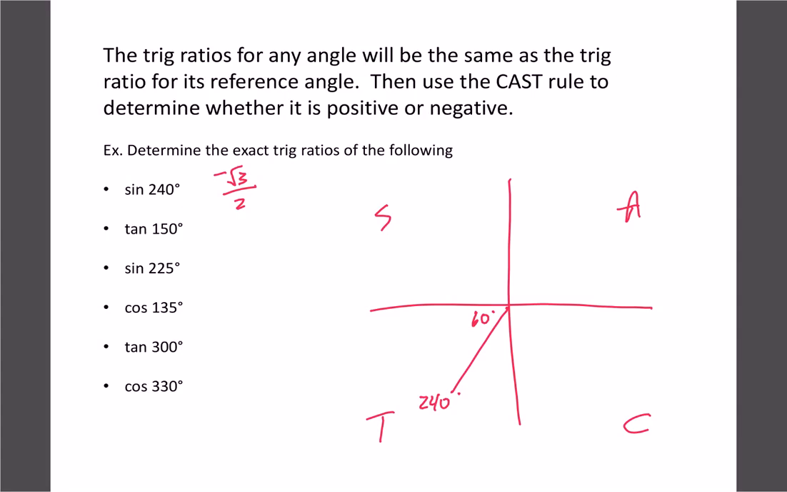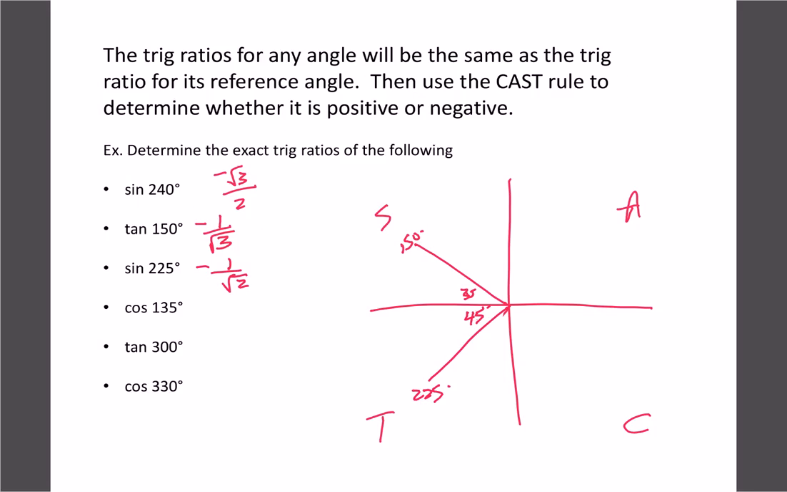Okay, let's try the next one. Tan of 150, so that's somewhere up there. That'll give us a reference angle of 30. Tangent of 30 is 1 over root 3. And in that quadrant, that's our S quadrant, so that one should be negative as well. Okay, let's try a couple more. So sine of 225. So 225 would give us an angle of 45 degrees. So our sine of 45 is 1 over root 2. Because it's in the T quadrant, that one's also negative.